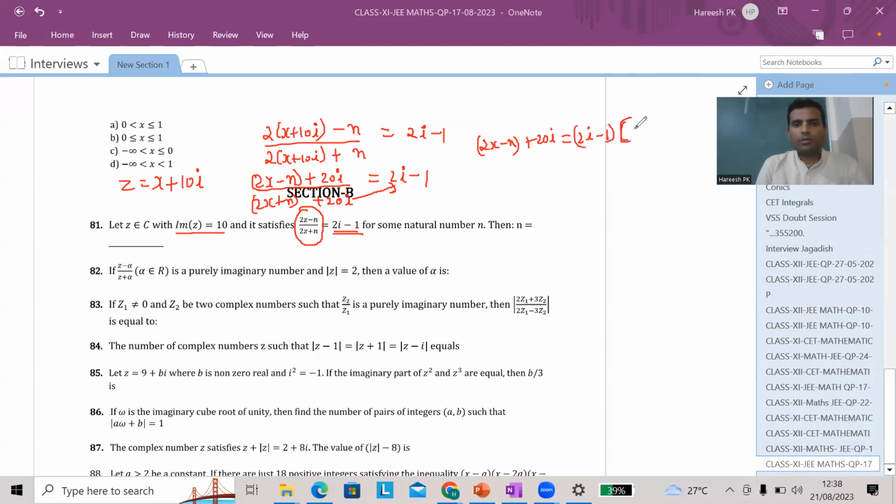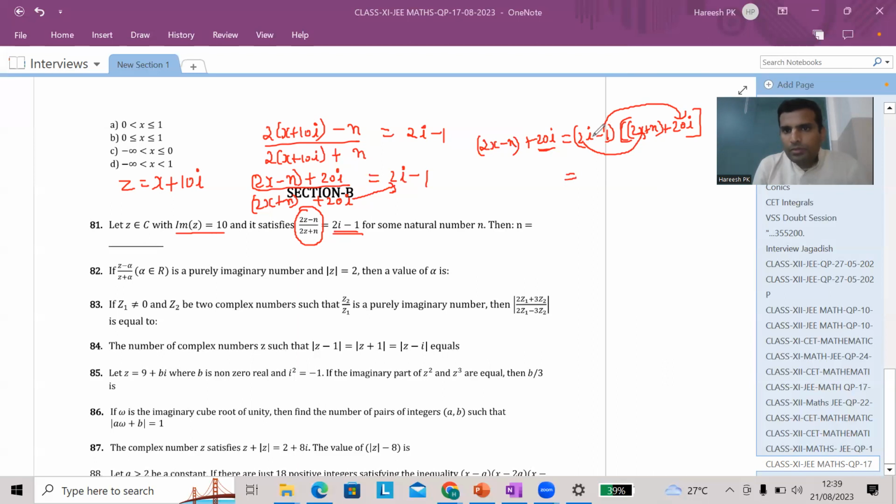(2i minus 1) into (2x plus n plus 20i). So now imaginary terms should be equal. What are the imaginary terms? Imaginary terms is this and this, right? So I'll get 2 into (2x plus n). Or we can simplify this.